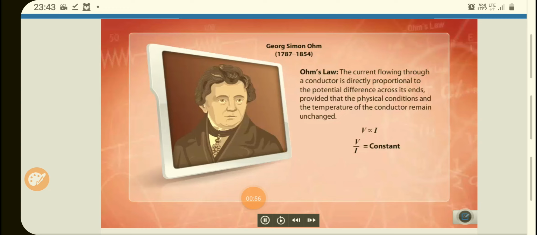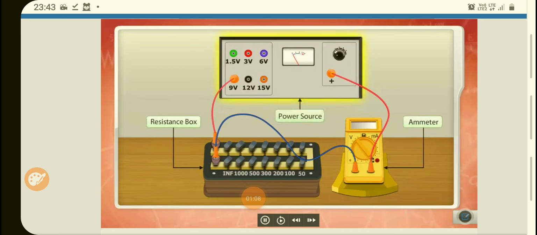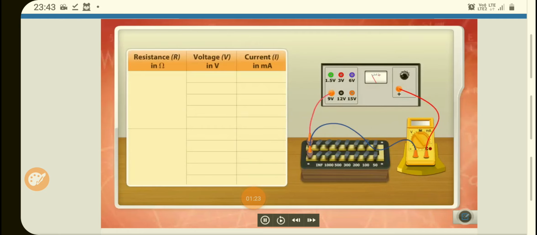Let us now verify Ohm's law experimentally. We have a resistance box, an ammeter, and a power source connected in series. You can vary the resistance and the voltage and observe the ammeter reading to know how much current is flowing through the circuit. Your observations can be tabulated in the given table. Ready to begin the experiment?